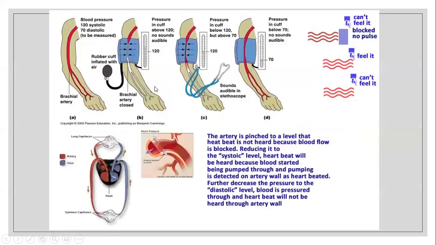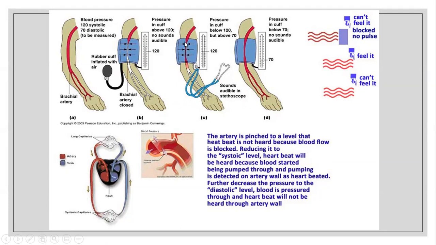Here showing the same picture, a different way to explain. This is the brachial artery and the blood pressure, 120 systolic over 70 diastolic, to be measured. Now here, the rubber cuff is inflated with the bulb, right? And the stethoscope is in your ear. Pressure in the cuff is above 120, no sound is audible, right? It is systolic. Pressure of the cuff below 120 but above 70.